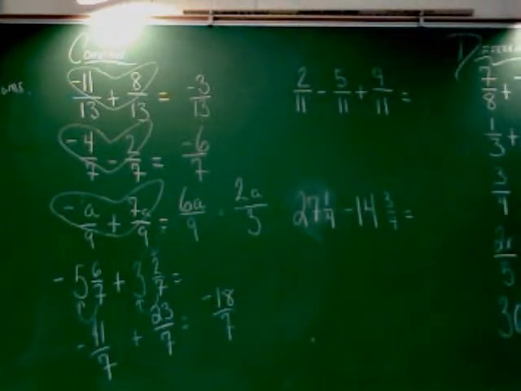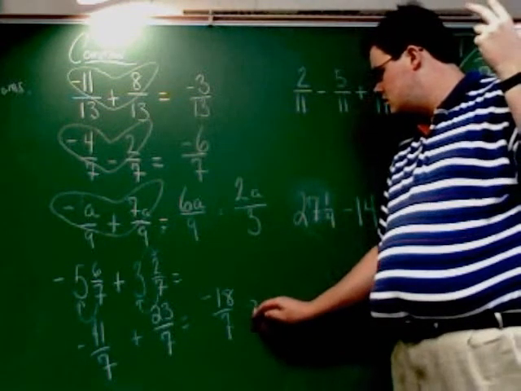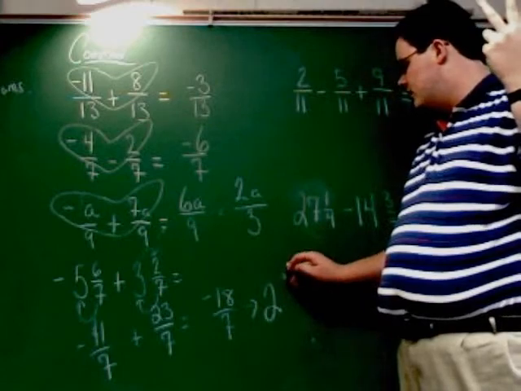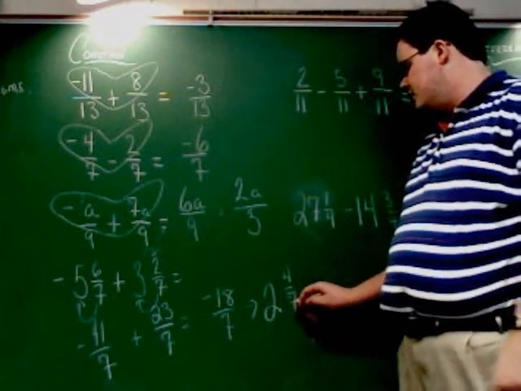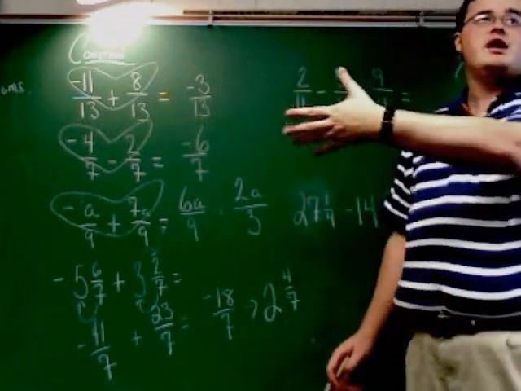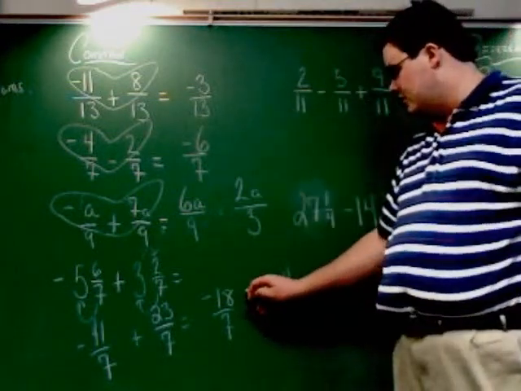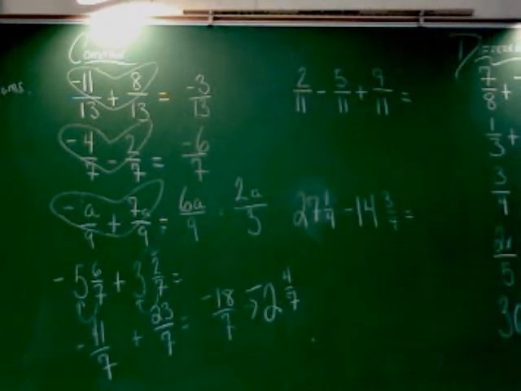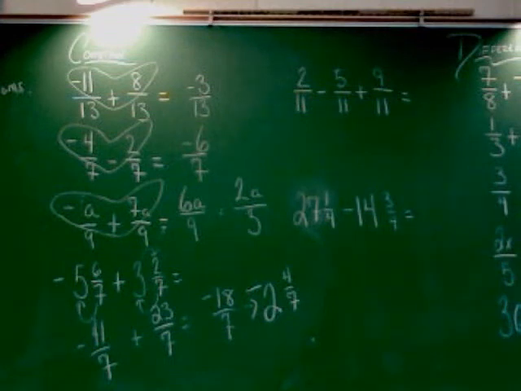And then you just want to back it up and change it back into a mixed number. 7 goes into 18 2 times, leaves a remainder of 4, and the denominator stays 7. And again, there was a negative there before. I can't just make it disappear. So you've got negative 2 and 4/7. Not all of the problems are going to be as easy as the first one. Some of them you're actually going to have to do a little bit of work.